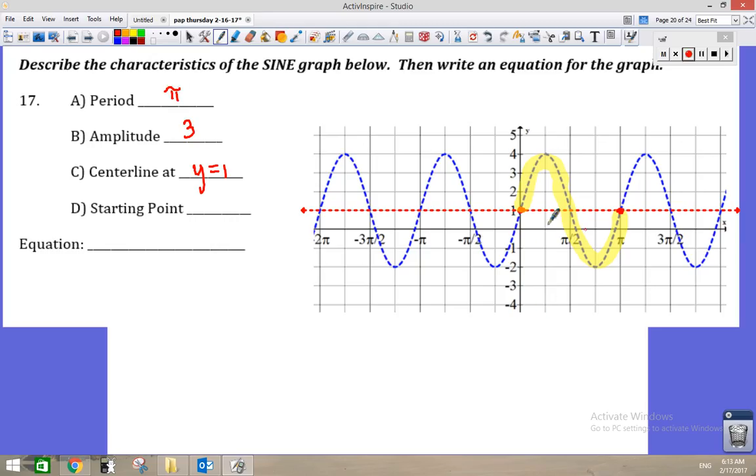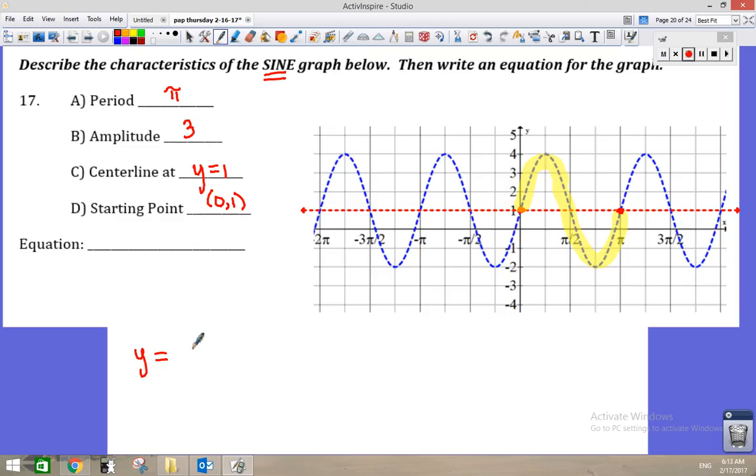The point I picked as a starting point here, because it did want a sine curve and not a cosine curve. We could write a cosine equation for this, but they're not asking us to. The starting point is 0, 1. So let's write our equation.